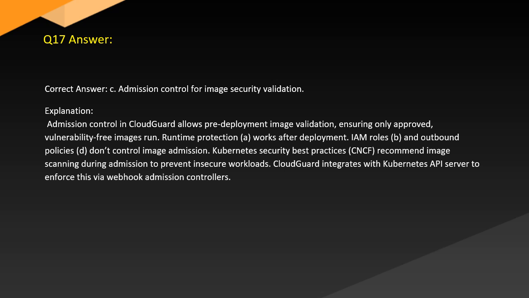Answer. Correct answer. C. Admission control for image security validation. Explanation. Admission control in CloudGuard allows pre-deployment image validation, ensuring only approved, vulnerability-free images run. Runtime protection (A) works after deployment. IAM roles (B) and outbound policies (D) don't control image admission. Kubernetes security best practice: CIS recommends image scanning during admission to prevent insecure workloads. CloudGuard integrates with the Kubernetes API server to enforce this via webhook admission controllers.